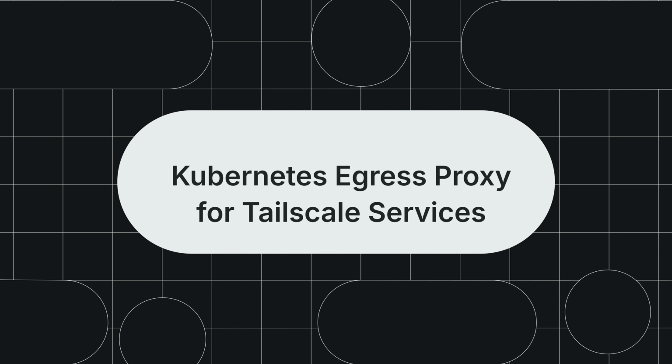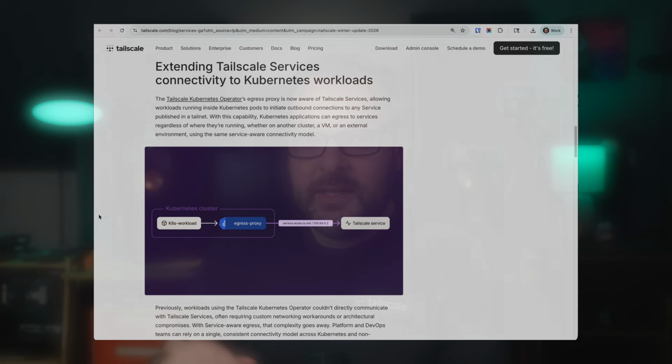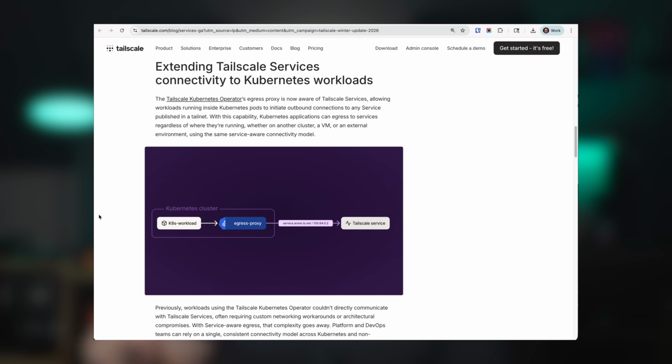Building on that announcement, we've also released this week the Kubernetes Egress proxy for Tailscale Services. The Kubernetes operator now natively understands Tailscale services. Pods can connect outbound to any published service across clusters, across VMs, or across external environments. This means you have the same service-aware model everywhere across your tailnet.